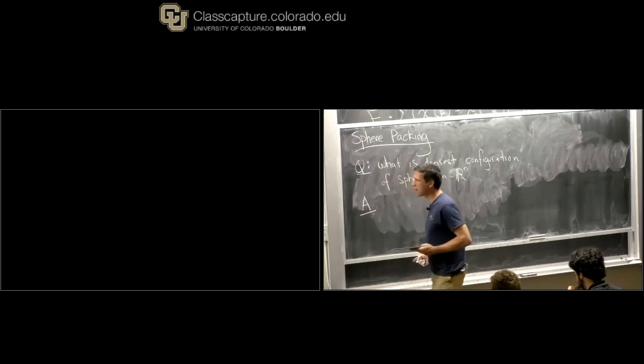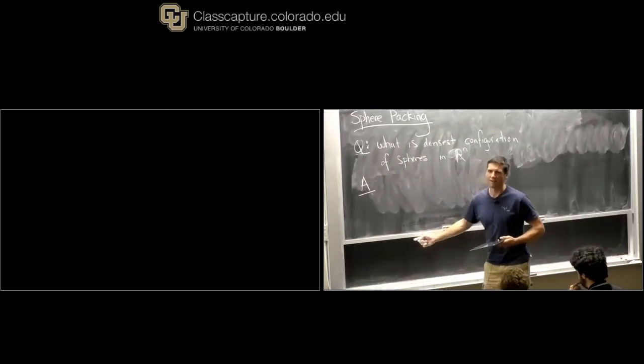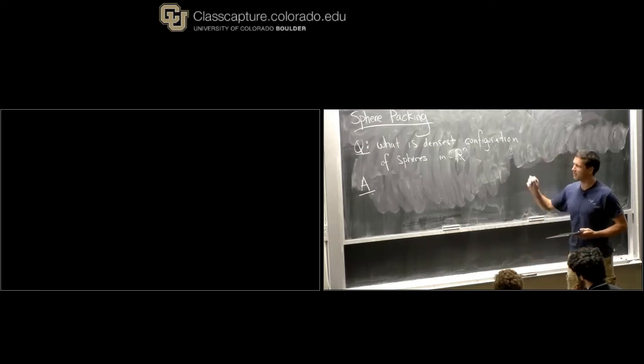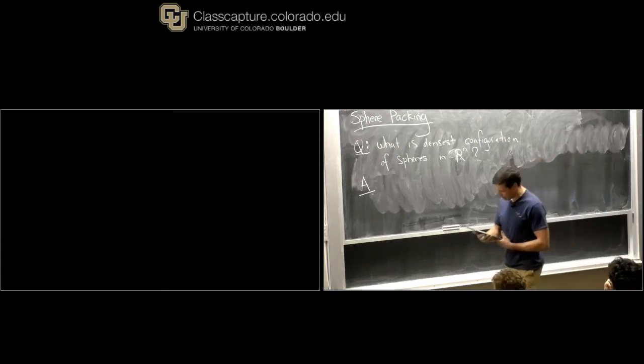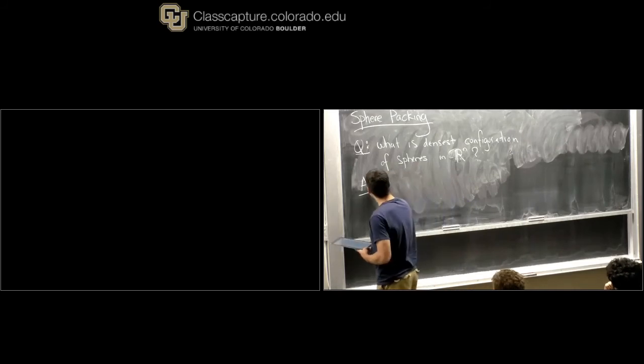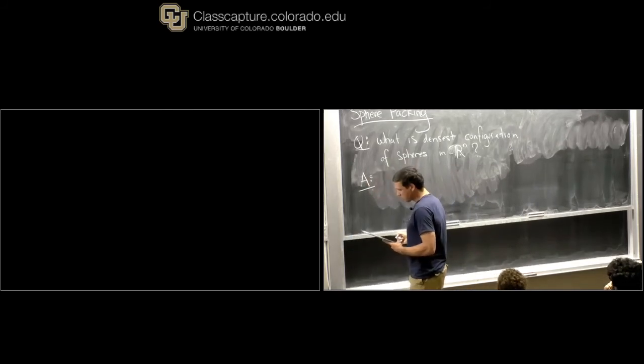This is a fascinating problem in math, not so much because of the question, which sounds a little silly, but because of the answer and how it relates to various other parts of math. So this is connected to the classification of lattices. It's connected to the construction of error-correcting codes. It's connected to finite groups. Just all sorts of interesting math shows up in trying to solve this problem. The answer is known only in some special low dimensions.